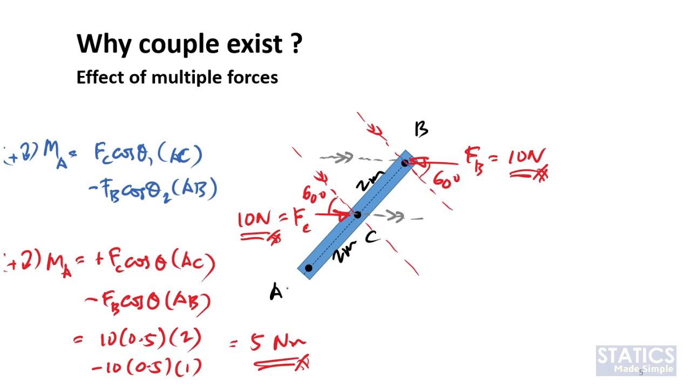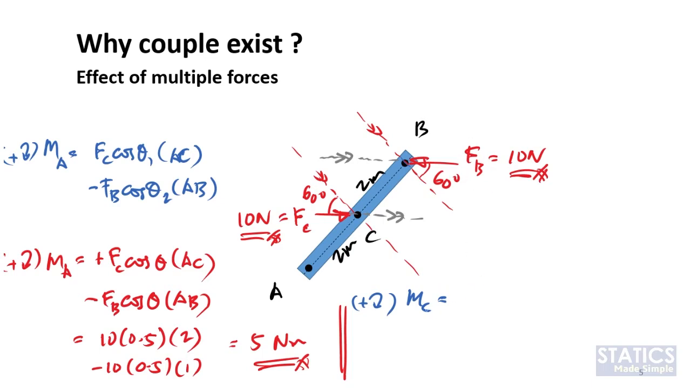So this is moment at A. Now let's see if we do the same moment calculation, but now at different points. So let's say we consider point C. Our forces are still the same. Now we want to find what will be the moment at point C. This force is acting at C, so there will be no moment coming from this force. So we just need to consider FB only.